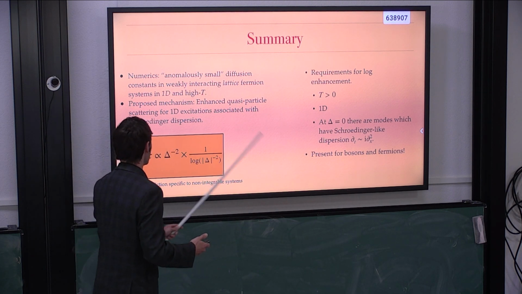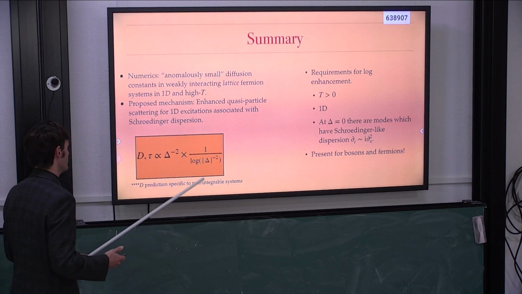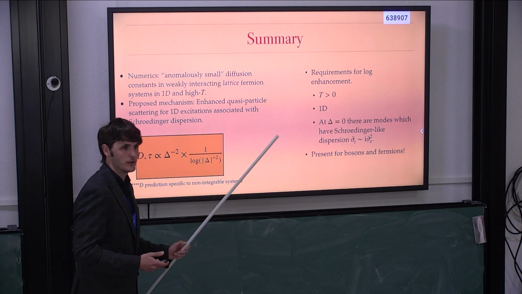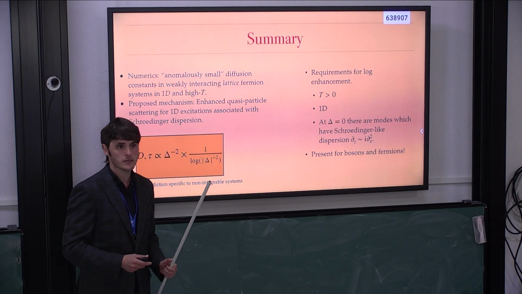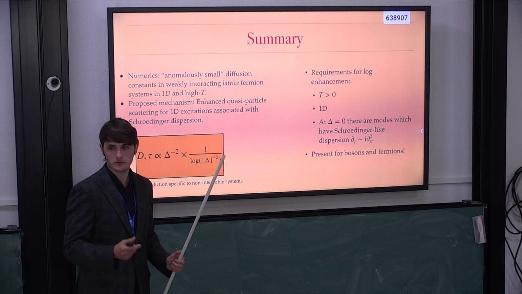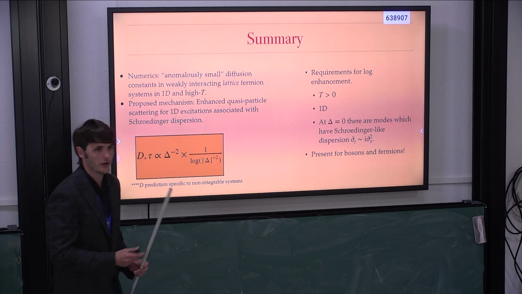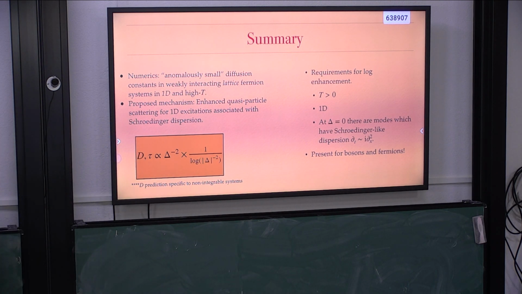At least this result to do with the quasi-particle scattering rate being logarithmically enhanced, we think is quite widespread in 1D systems for bosons and fermions. And there's also a classical model which had this property. All right, so that's all I wanted to say.